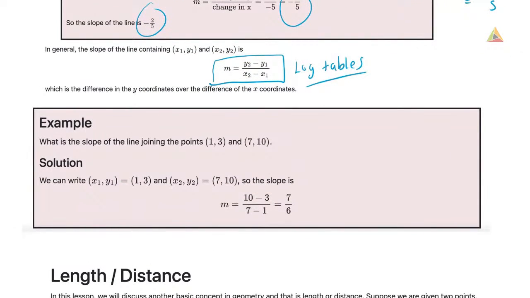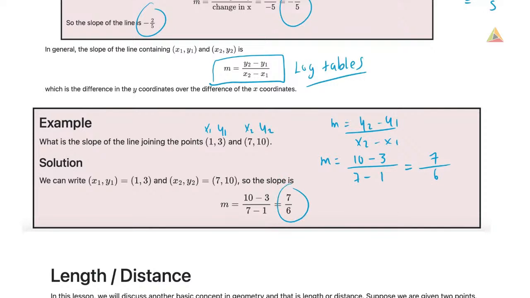What is the slope of the line joining the points 1, 3 and 7, 10? So we'll label that x1, y1 and x2, y2. So m is equal to y2 minus y1 over x2 minus x1. So m is equal to, y2 is going to be 10, take away y1, which is 3, over x2, which is 7, take away x1, which is 1. So 10 minus 3 is 7, and then 7 minus 1 is 6, so 7 over 6, which is the slope.